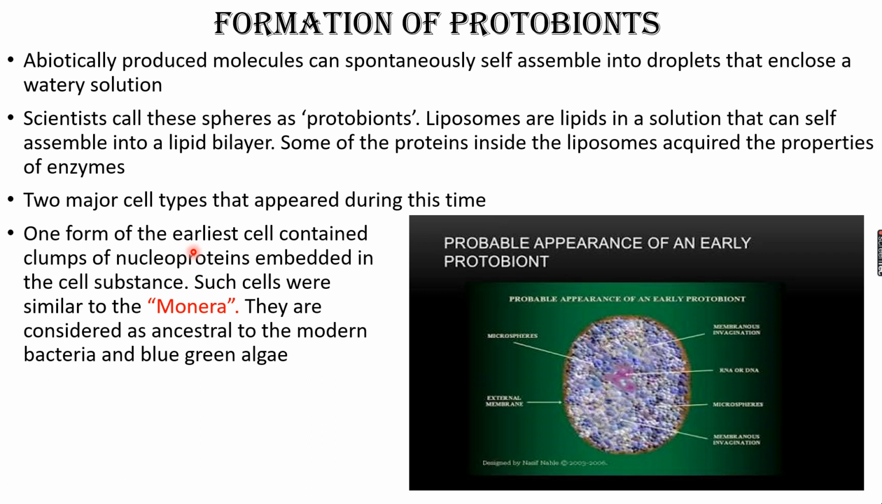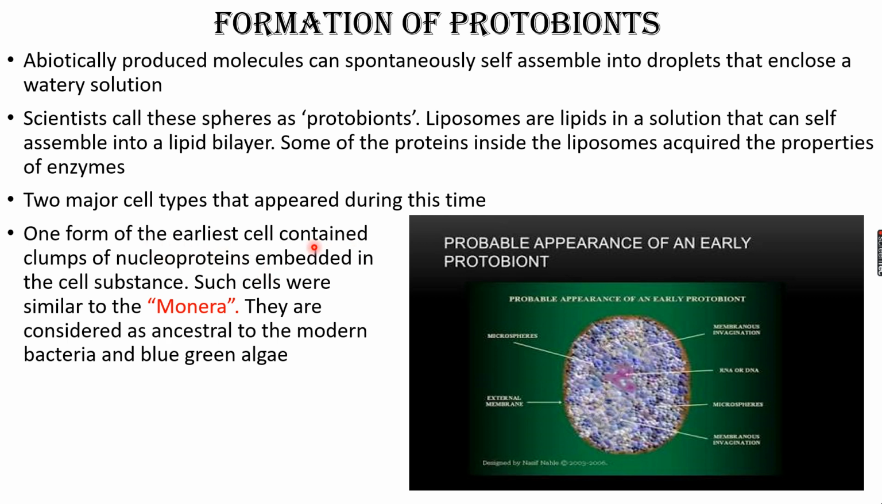proteins. There are two different cell types that appear during the early period. So I said protobionts are nothing but, in the early period in the atmospheric air, the various organic molecules self-assemble to form a droplet enclosed by a watery solution, a sphere formed, that is called a protobiont. The protobiont consists of an outer layer made up of lipids, liposomes, nothing but the fats in the solution. And next, below this lipid bilayer, what is present inside? Proteins. So these proteins are needed for enzyme activity. Like this, two different cell types appeared at the time.